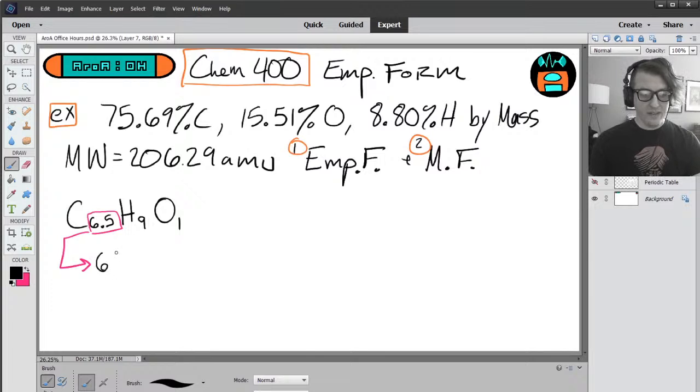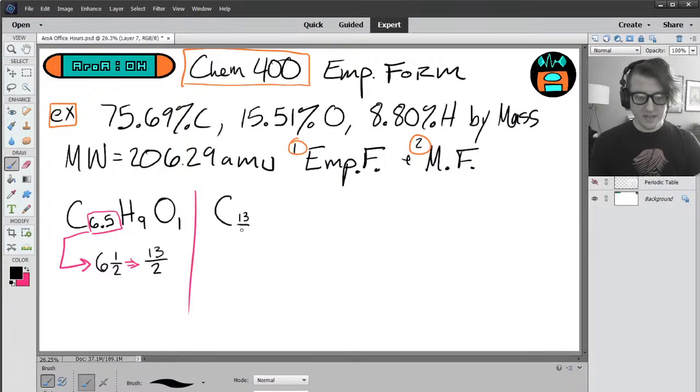So 6.5 is 6 1/2, and 6 1/2 as an improper fraction is 13 halves. So we can rewrite this as carbon with a subscript of 13 halves, hydrogen 9, oxygen 1.